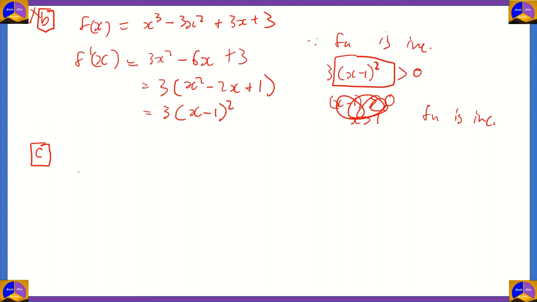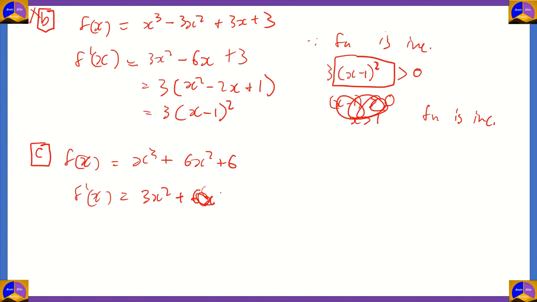Now let's look at option C. In option C, the function f of x is equal to x cubed plus 6x squared plus 6. So therefore the differential here is 3x squared plus 6x. I mean, not 6x, it'll be 6 times 2x. So that is 12x. So it'll be 3 times x squared plus 4x. So that means you can write 3x times x plus 4 as the differential of this function.